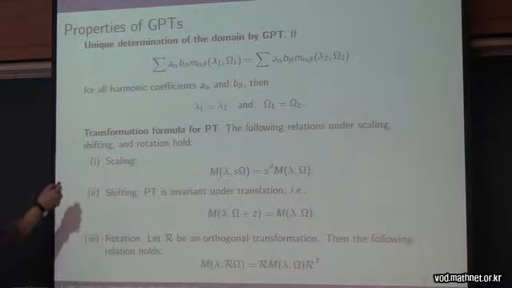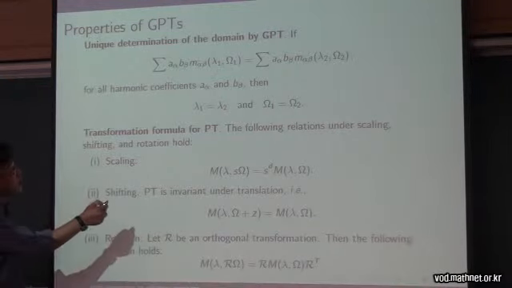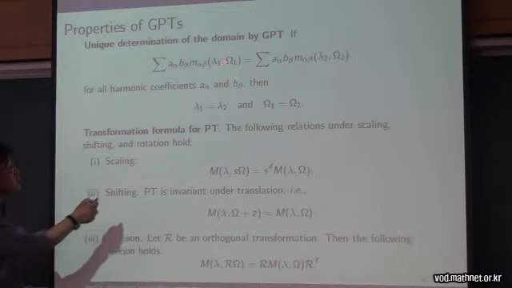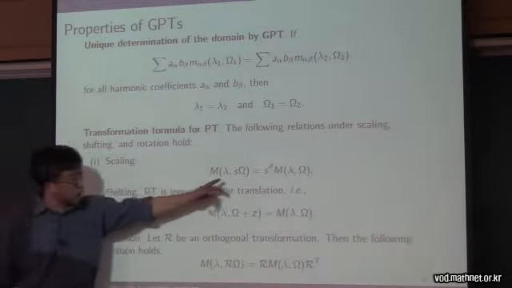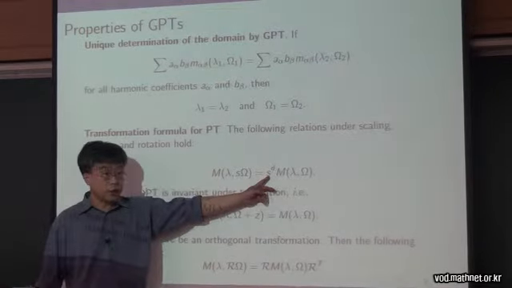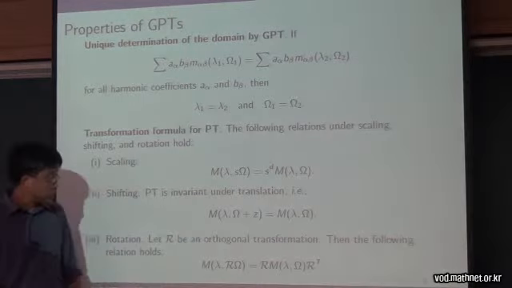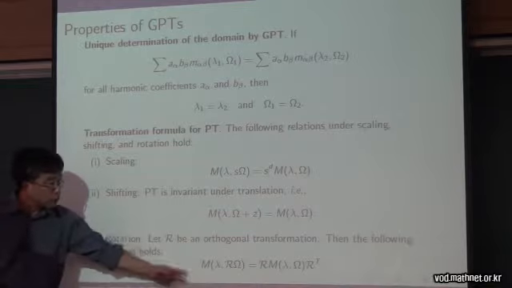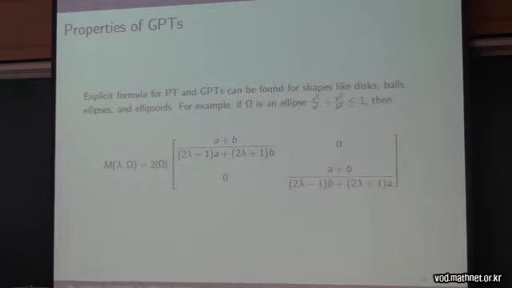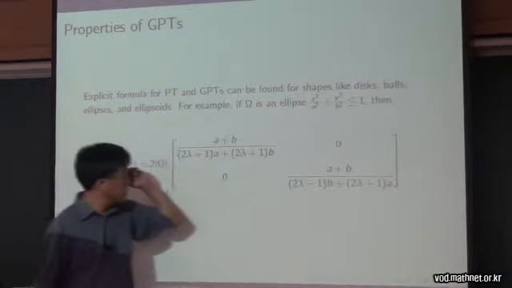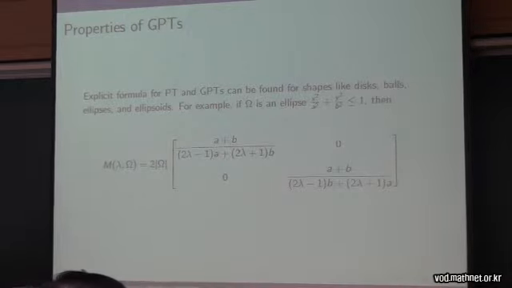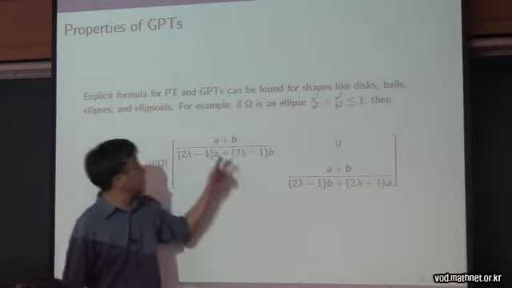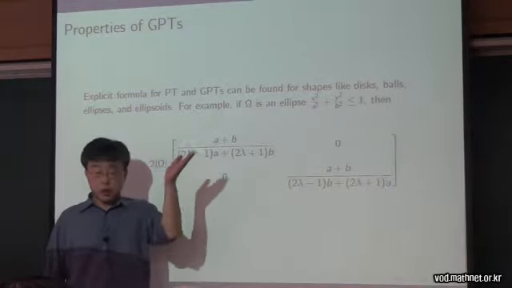And as I told you, if these two numbers are the same, then the domain must be the same, and this number must be the same. And the transformation formula is satisfied. If you scale it, then it has this invariance, and it is invariant under translation. This is just for the first order polarization tensor, and the rotation formula is like that. And for ellipses, it has this form. You can compute the polarization tensor explicitly. So if it is a ball, say A and B are the same, then these two numbers are the same, so this is an isotropic matrix.